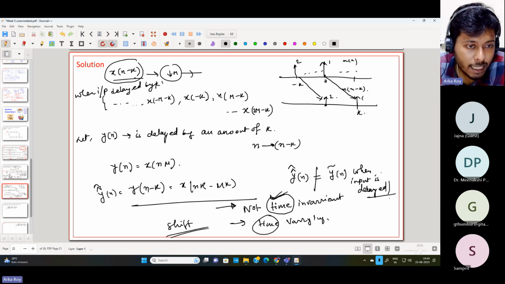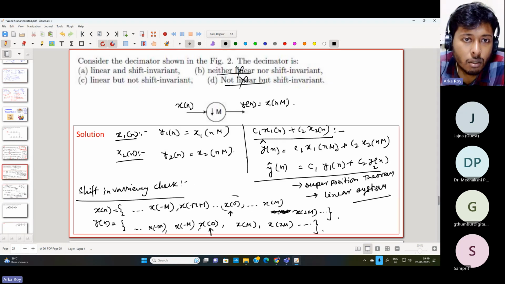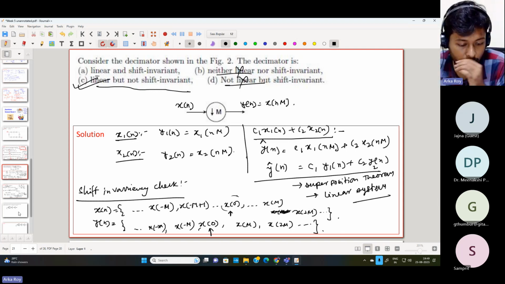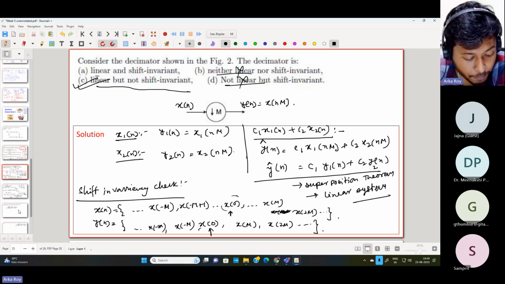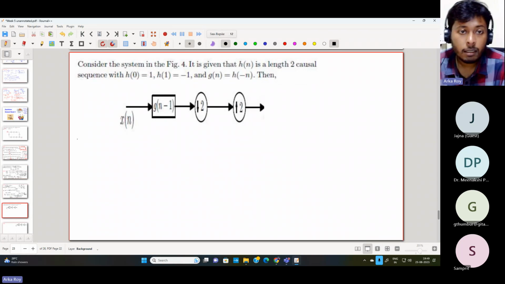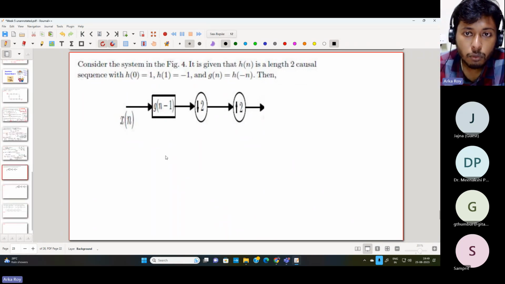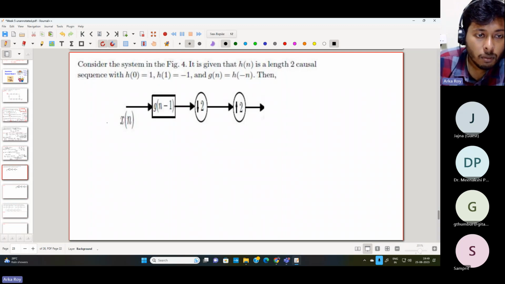So let's just see the options. The system is linear, and the system is not shift invariant. So this is option C. Option C is the correct answer for this particular question. Okay, so let's move to the last question. Let's move to the third question for week 5.